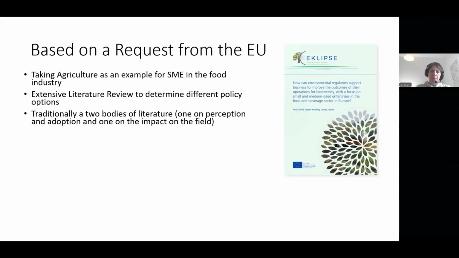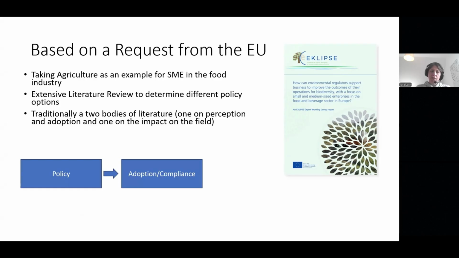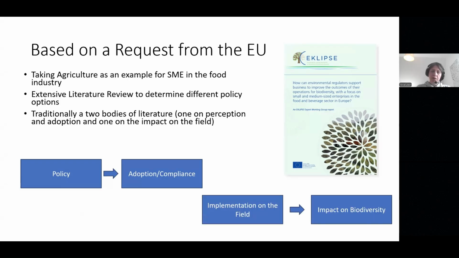What we found, and I'm sure you would also agree, is that there are typically two broad bodies of literature. One is more about the perception and adoption of policies: how does a policy need to look so that farmers adopt it? The other is more about how it actually affects biodiversity in the field. The first part is more done by political scientists and social scientists. The second part is mostly done by ecologists who evaluate biodiversity. But this link is hardly made, and there's often a mismatch.